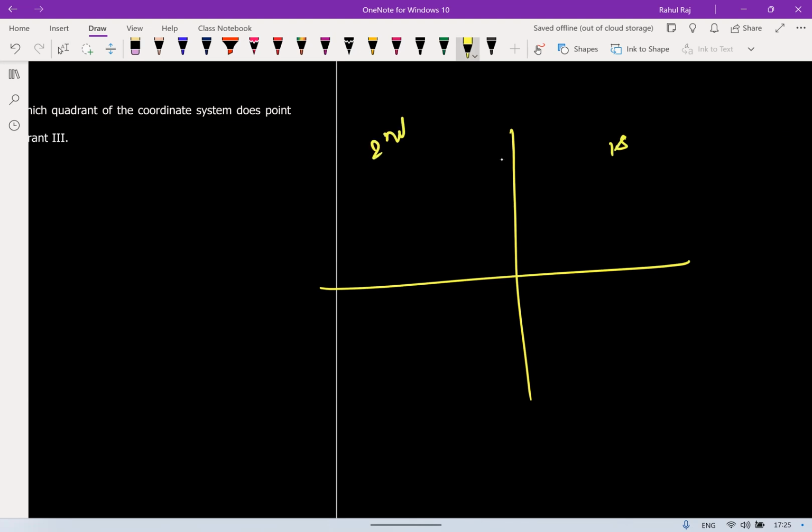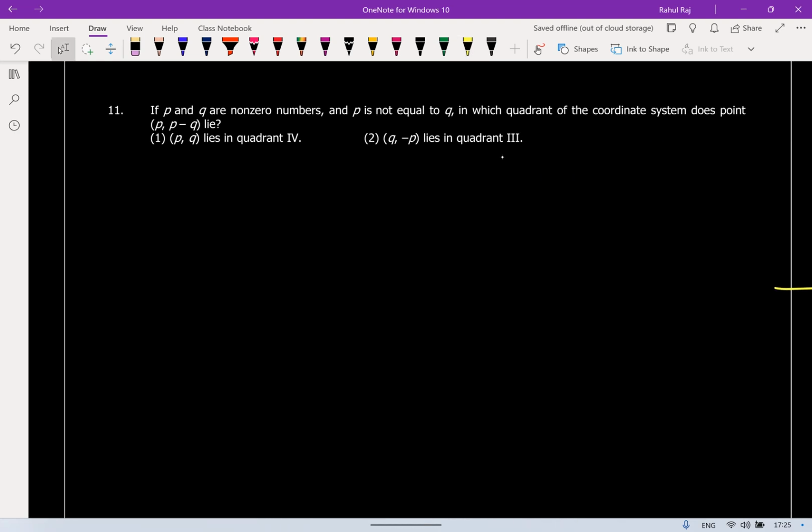This is called second, this is called third quadrant, this is called fourth quadrant. In the first quadrant, X and Y are both positive. In the second quadrant, X is negative, Y is positive. In the third quadrant, both are negative. In the fourth quadrant, X is positive, Y is negative. Simple, straightforward logic. So this says that P and Q are non-zero numbers.